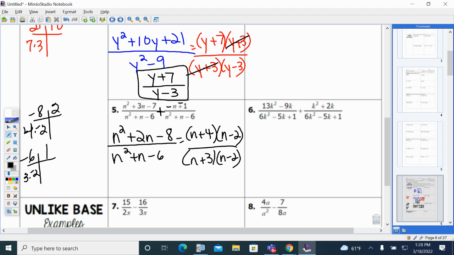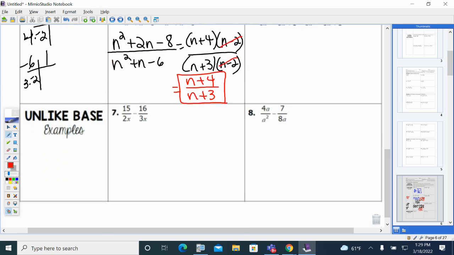Now, again, we're going to be able to cancel our common binomial factors of n minus 2. And our final answer here is n plus 4 over n plus 3. All right, so those are examples of just common denominators already. So now what we need to do is focus on ones that don't have a common denominator.